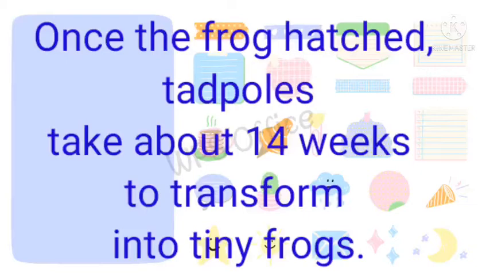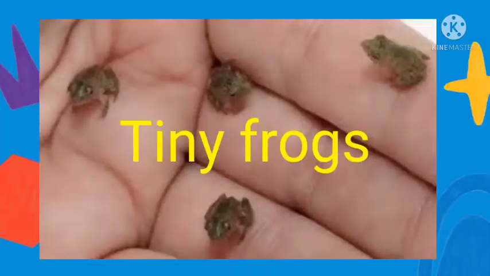Once the frog hatches tadpoles, after about 14 weeks, they transform into tiny frogs. Yes, the tadpoles then transform into these tiny frogs. Little frogs, those are baby frogs, after 14 weeks of being hatched. Now, these tiny frogs are the ones that will transform into adult frogs.